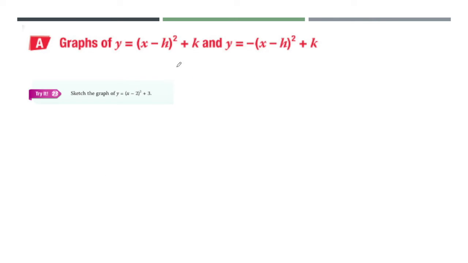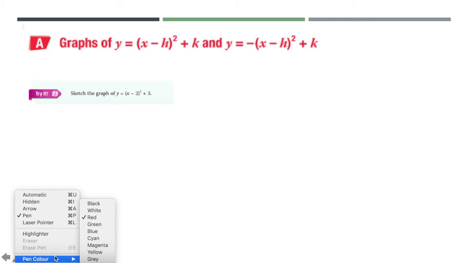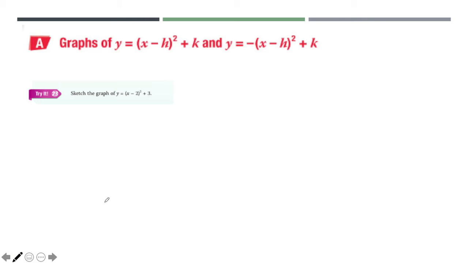So this is the first type of equation that may be given to you. And this is actually the completed square form. So when it comes to completed square form, how should you approach this question? Try it 23, sketch the graph of this. I'm just going to use this question to go through how to do this.